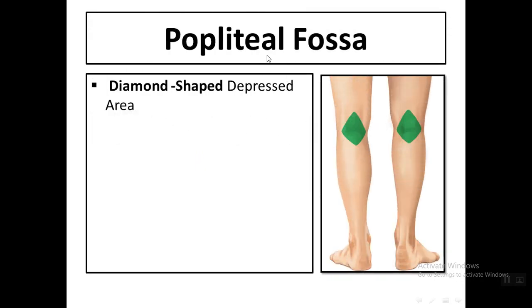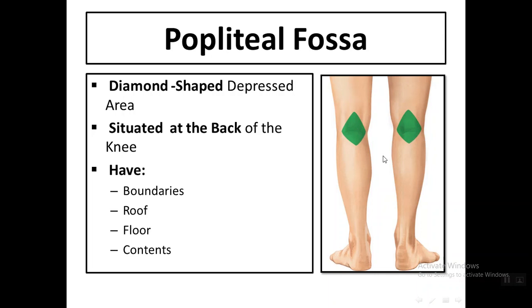Popliteal fossa. Fossa means a depressed area. The popliteal fossa is a diamond-shaped depressed area, an intermuscular space. It is situated at the back of the knee joint. Like other fossae in the body, it has boundaries: a roof, a floor, and contents passing through.